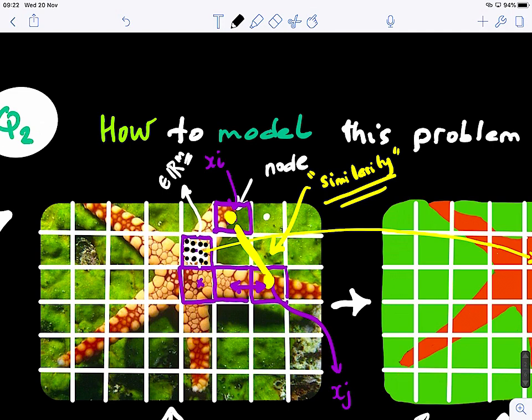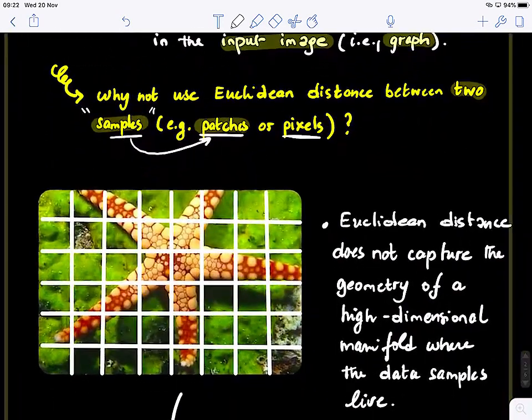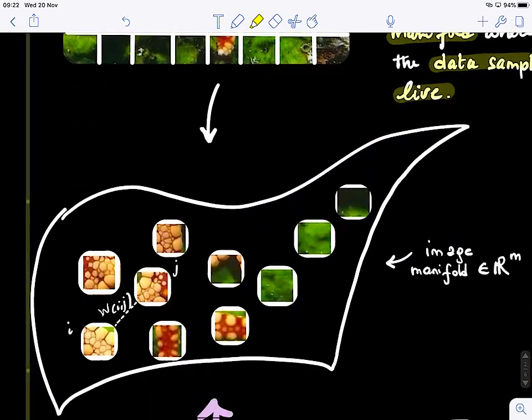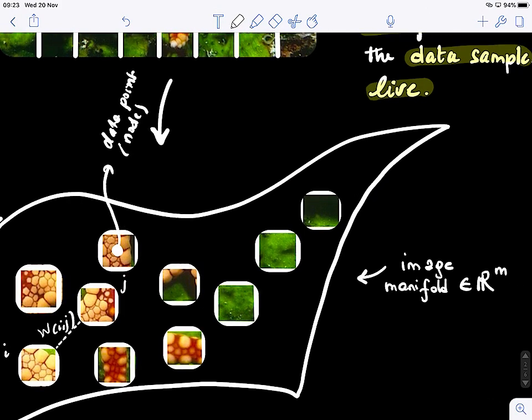Okay. So the problem is that your data, your samples, live in a high dimensional space. Let me explain it here. If we use Euclidean distance, it does not allow us to capture the geometry of the high dimensional manifold where the data samples live. For example, here, this is the manifold of our data. It's like a curved space or surface. It's a high dimensional space. Each point in this space is a node. Each data point or node belongs to Rm, okay?